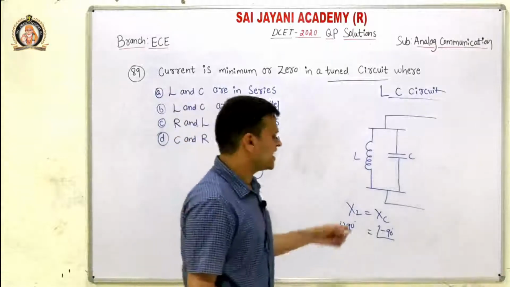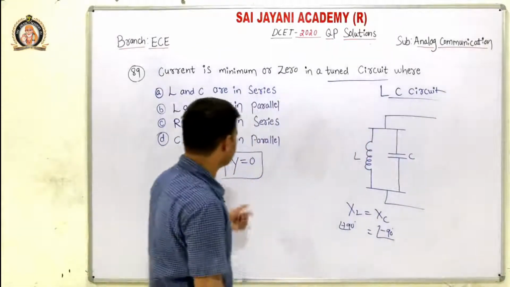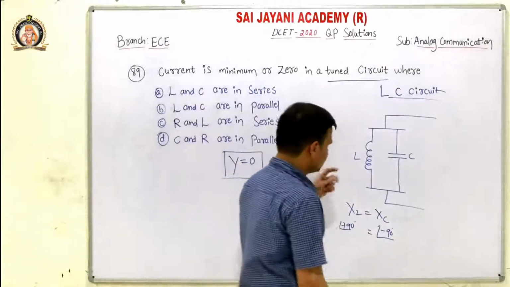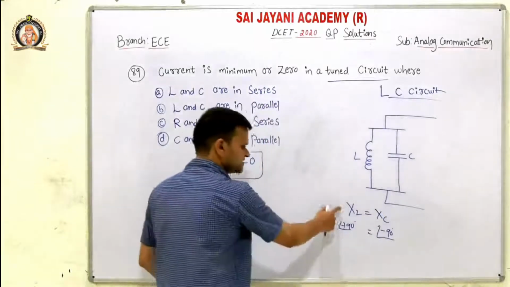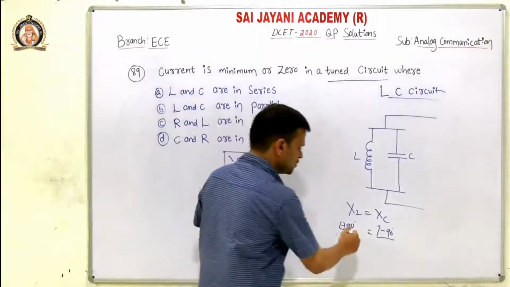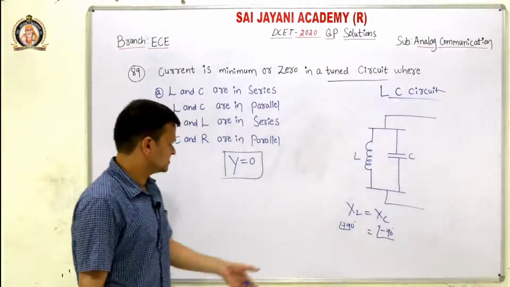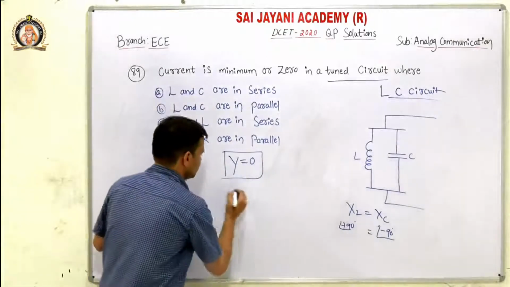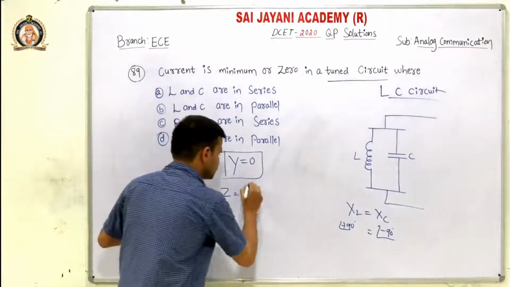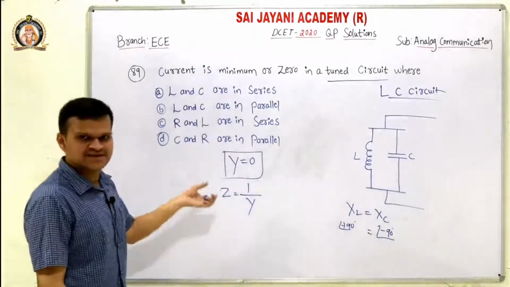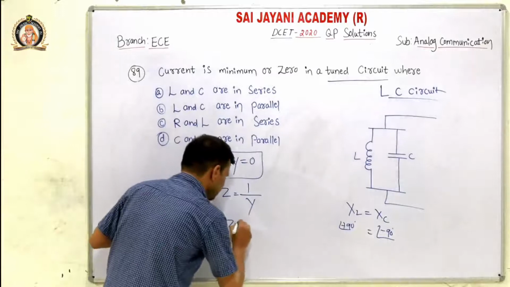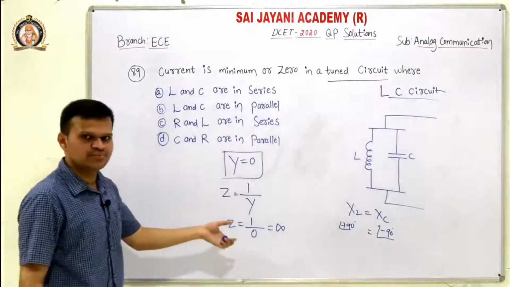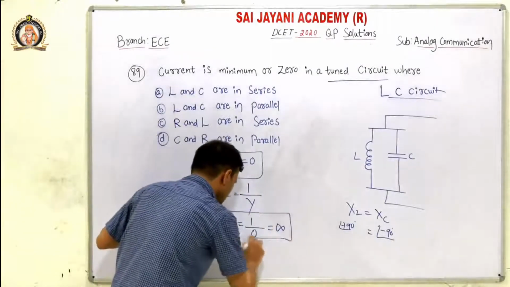If any circuit is connected in parallel, then we will calculate the admittance instead of impedance. So in this circuit, during resonance condition, the XL becomes equal to XC, but due to the phase difference, the admittance value becomes equal to 0, and we already know that the reciprocal of admittance is called impedance. So the impedance value becomes equal to infinity. 1 divided by 0 is always equal to infinity.